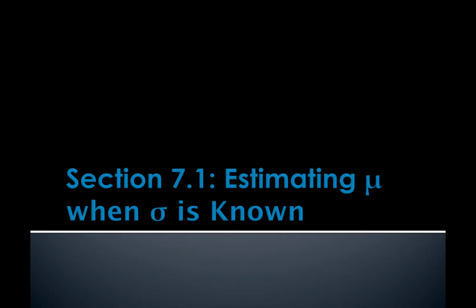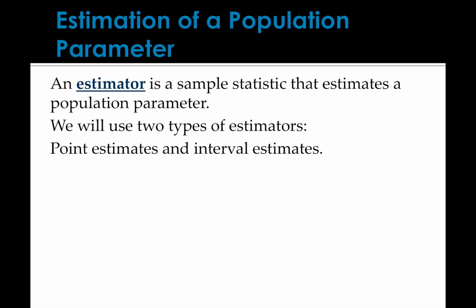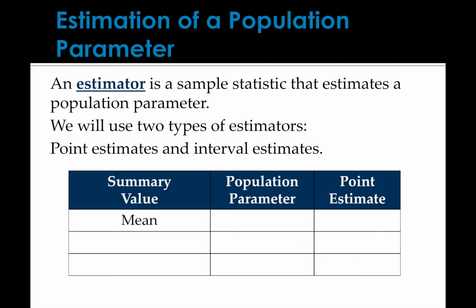All right, so we're going to start section 7.1, which is on estimating mu when sigma is known. So an estimator is a sample statistic that estimates a population parameter. Remember, we are usually interested in the whole population, but we settle for a sample because getting a hold of the whole population is very difficult. We will have two types of estimators, point estimates and interval estimates. And point estimates you are familiar with. We have been doing these all semester long.